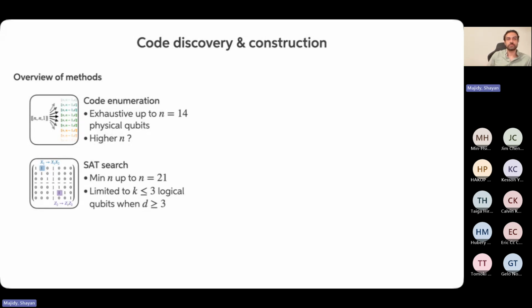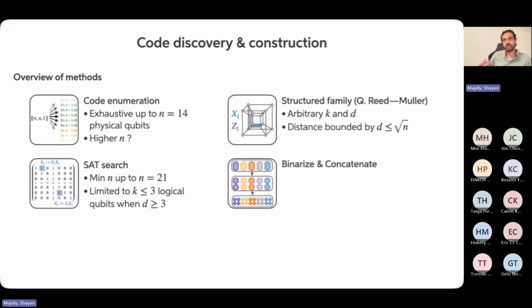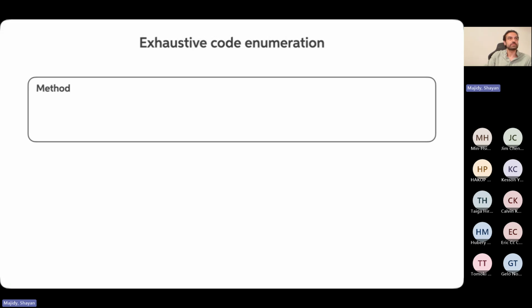And the limit here is in terms of going to high k and to high d at the same time. For that, we turn to analytic construction. So we have a quantum Reed-Muller family where we can get arbitrary k and d, but we run into a distance bound here. And so we come up with this other scheme for constructing phantom codes, which we call binarization and concatenation. And the distance grows quite nicely, but here it's limited to k equals 2. So this scheme can be seen as the extension of the carbon code to larger distances. So I'll go through a few of these.